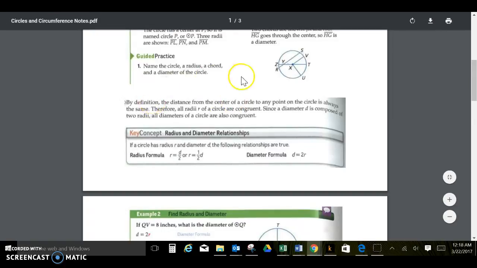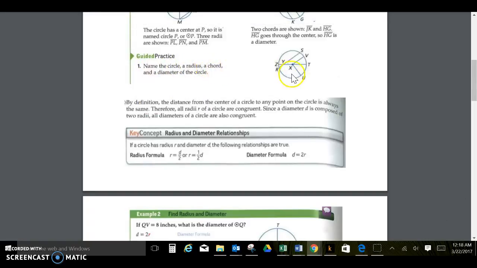So if we were to look here on this picture, it says name the circle, a radius, a chord. On your own, I really want you guys to practice that. You should be able to name those very easily. There shouldn't be any problem. Anyways, give yourself about a minute or so to name these.